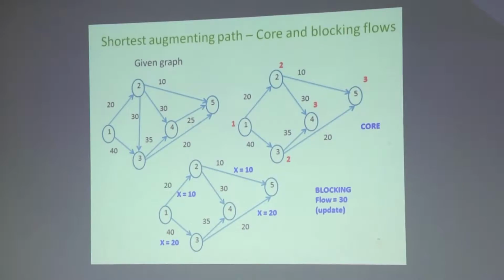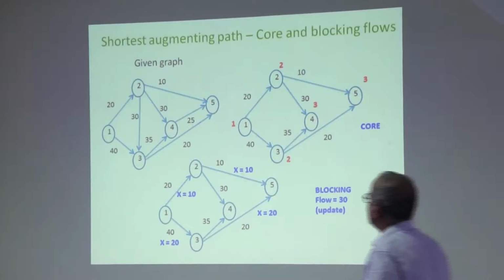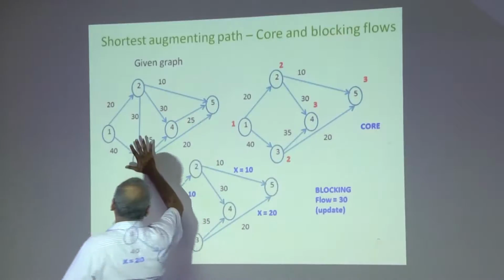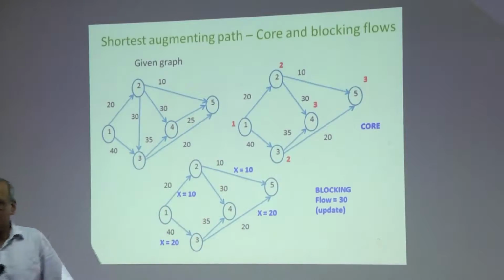Now essentially you apply the shortest augmenting idea on this. So first this is my given network. Label the source as 1.